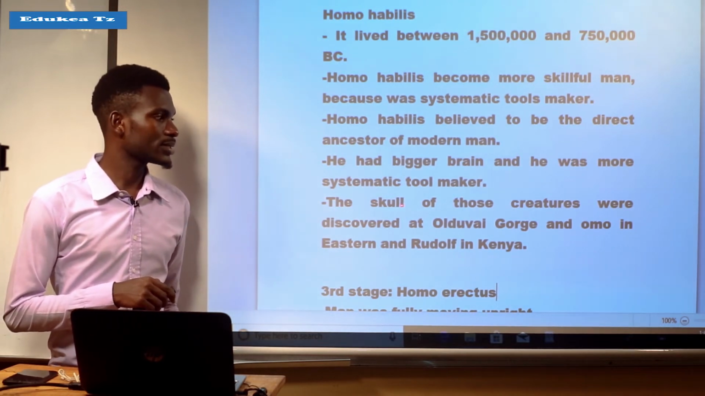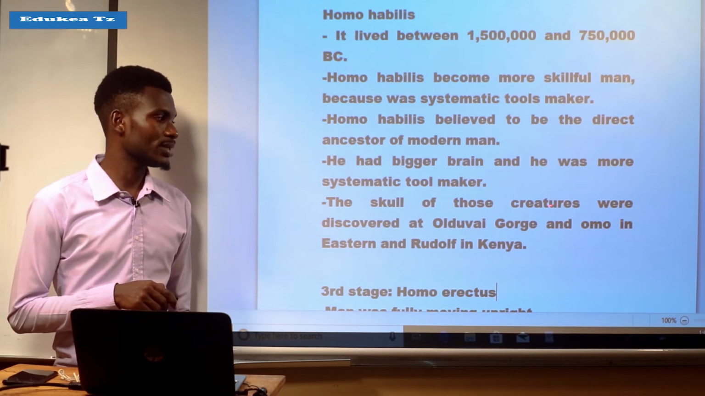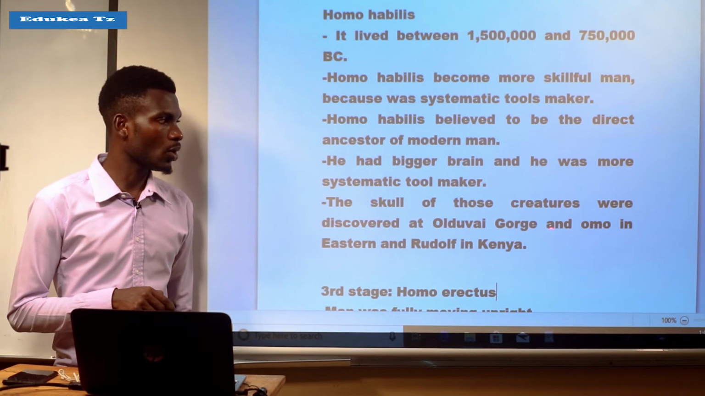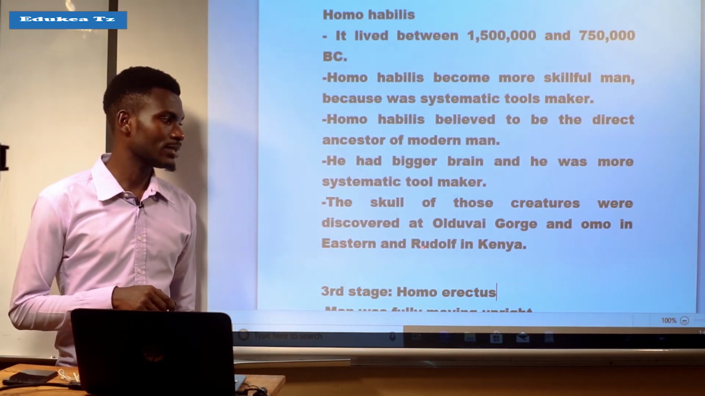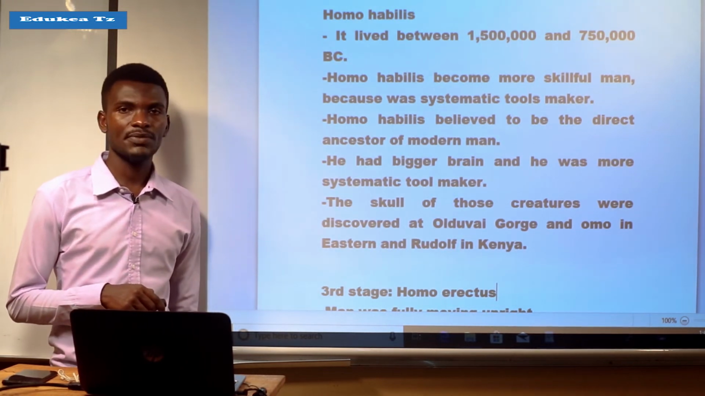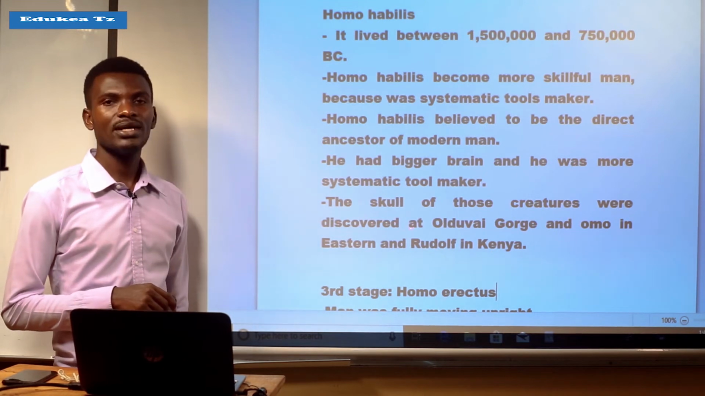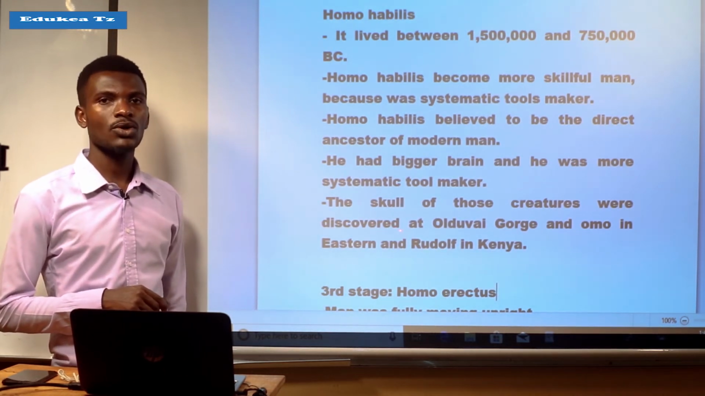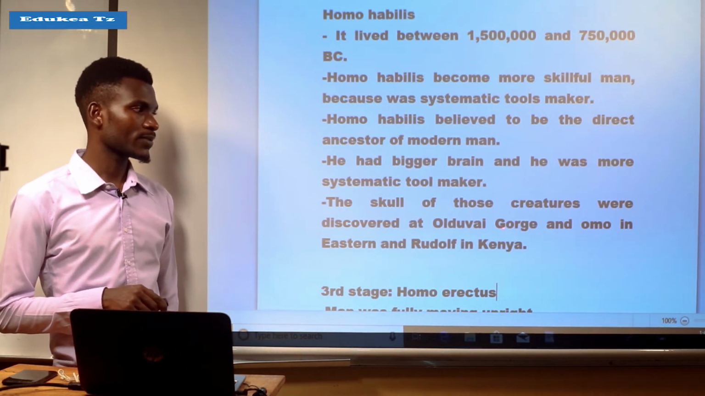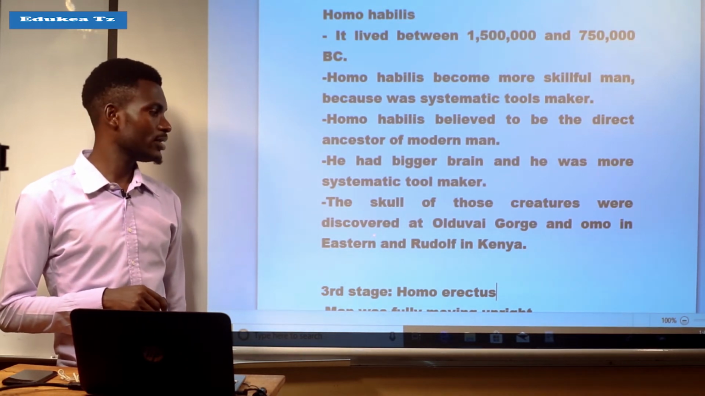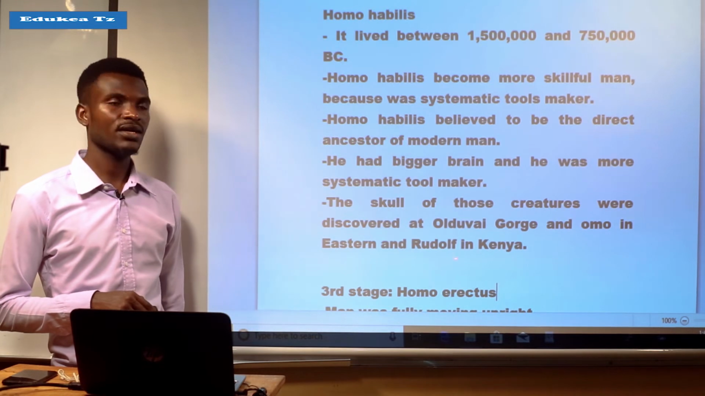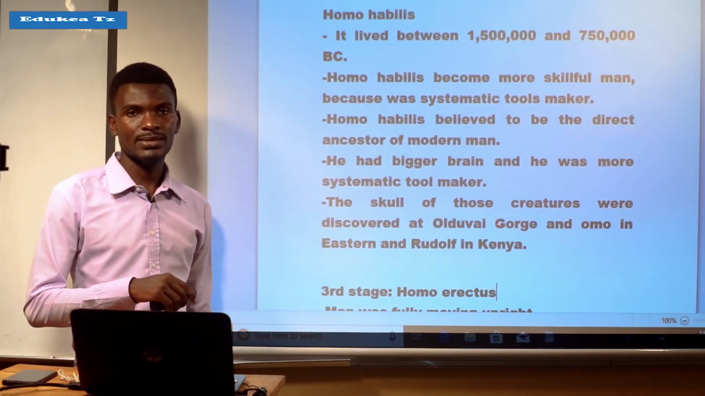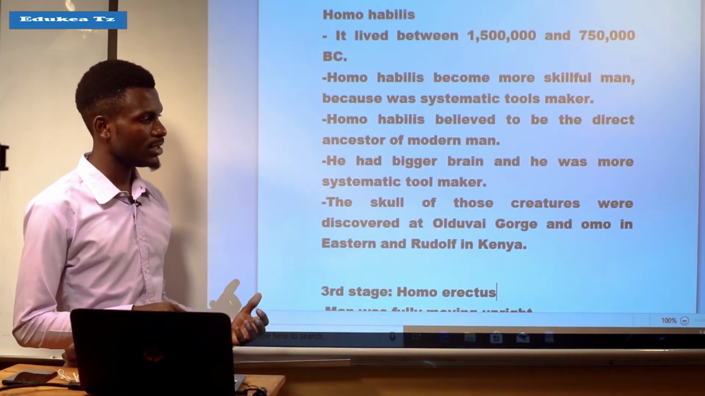The skulls of those creatures were discovered at Olduvai Gorge, and Omo in Eastern and Rudolph in Kenya. It means that the skulls of Homo habilis were discovered in East Africa, in Tanzania and Kenya.